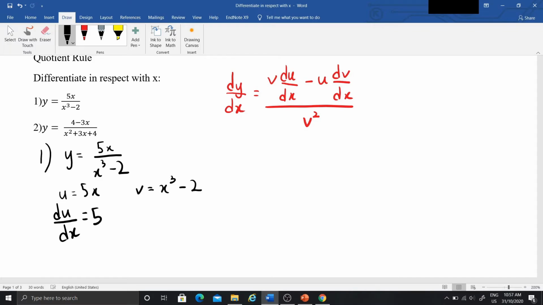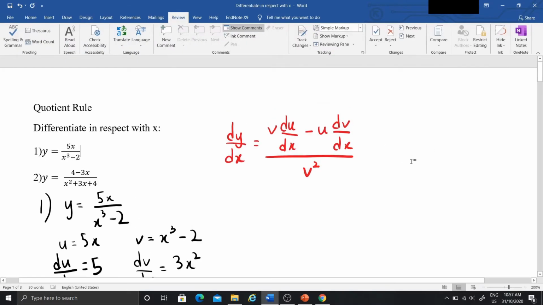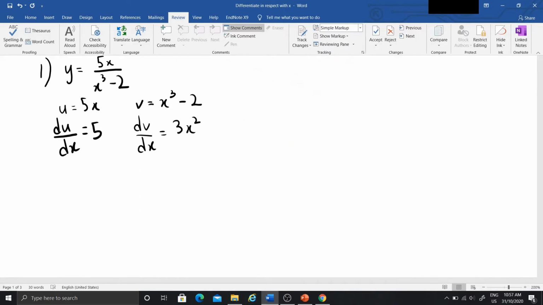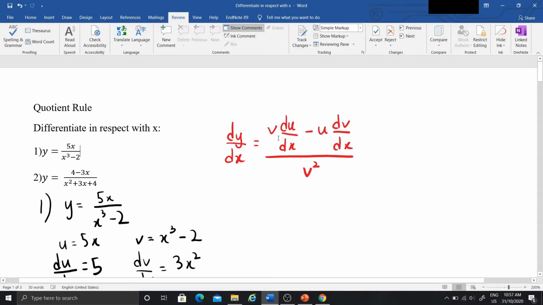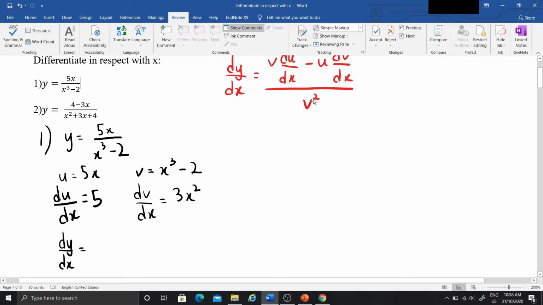du/dx is simply 5, and dv/dx is 3x squared. Hence, your dy/dx equals this formula. So we find the value of v, which is x cubed minus 2. du/dx is 5. u is 5x. dv/dx is 3x squared. And v squared is simply (x cubed minus 2) squared.